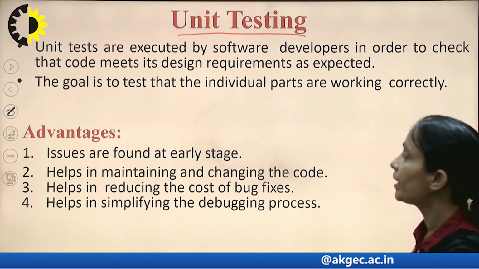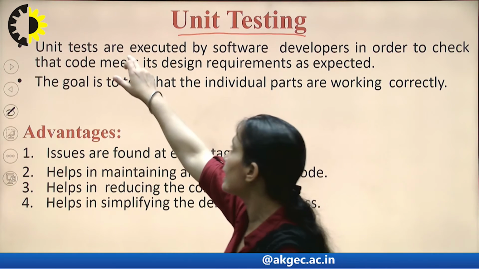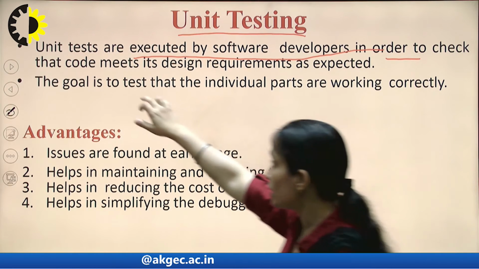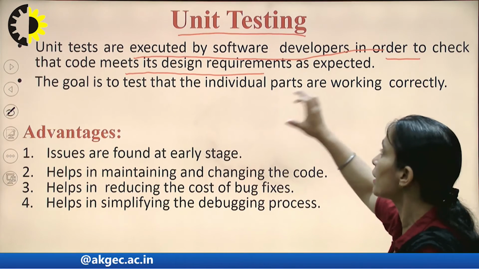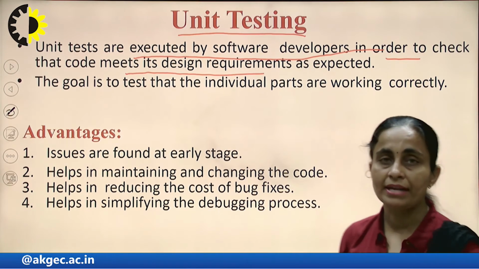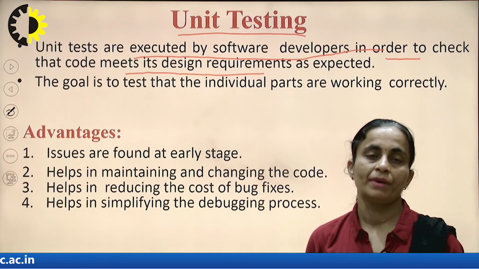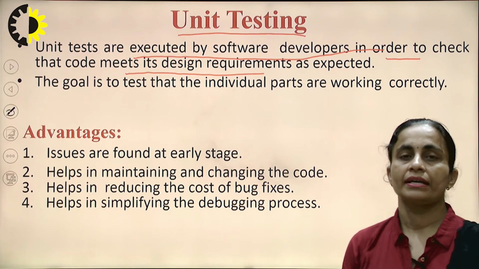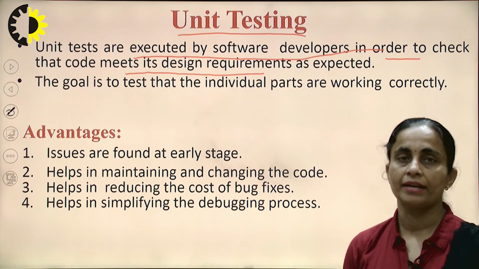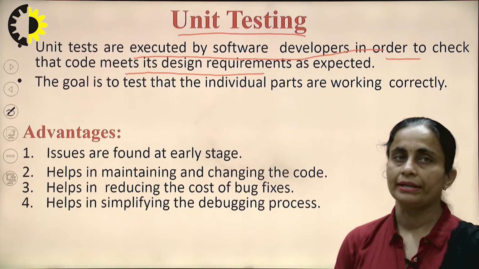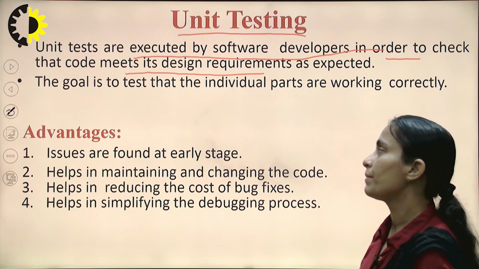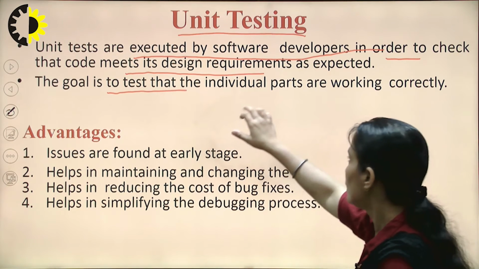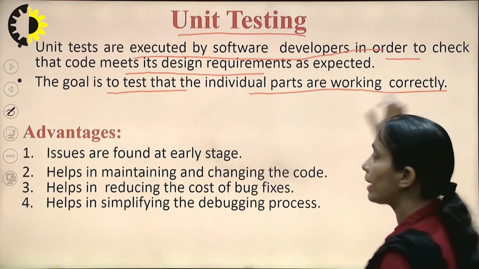Unit testing: here the unit tests are executed by the software developers in order to check whether my code is meeting its requirements as they are mentioned in my SRS document. It means my individual program is giving me the correct results for all its valid inputs, that is known as unit testing. What is the goal for performing this unit testing? The answer is, the goal is to test that the individual parts are working correctly.